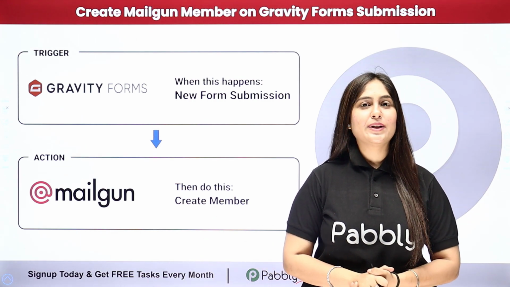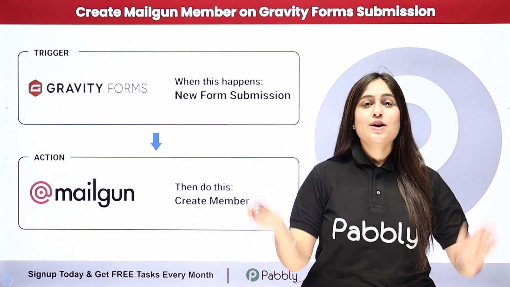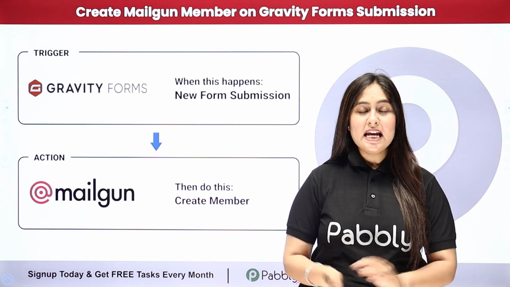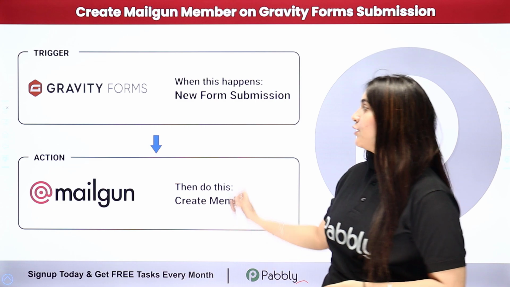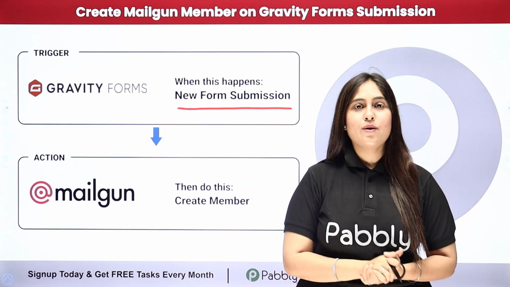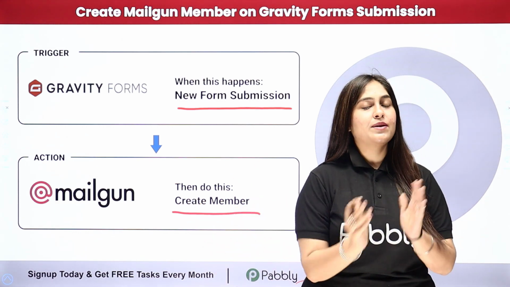In this video we are going to understand how to create a Mailgun member on Gravity Forms submission. So I use Gravity Forms to receive new inquiries for my digital marketing agency, and here my objective is that whenever I receive a new form submission, then automatically the person who has made the form submission should be created as a new member in my Mailgun account under that specific mailing list.